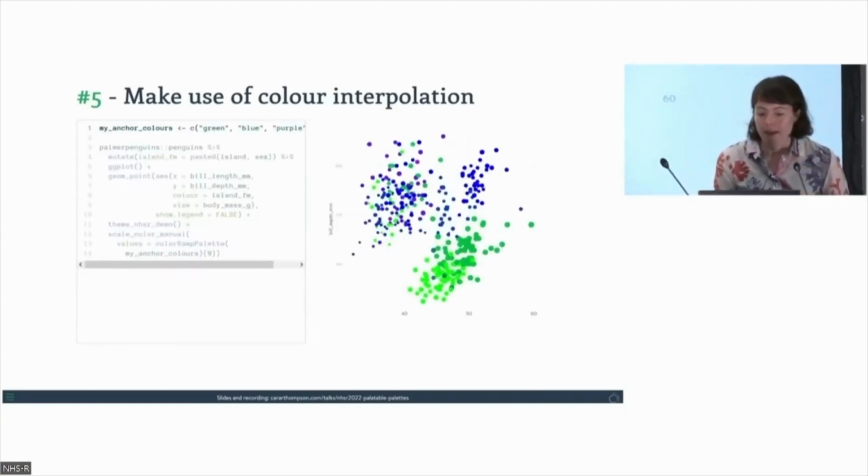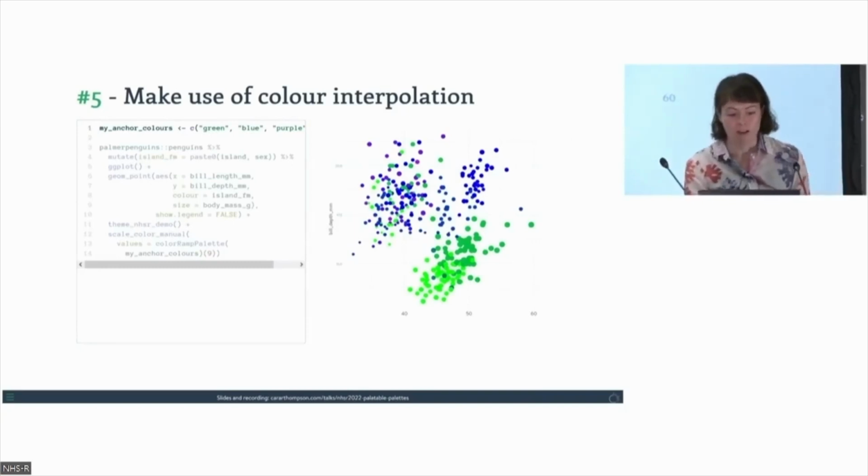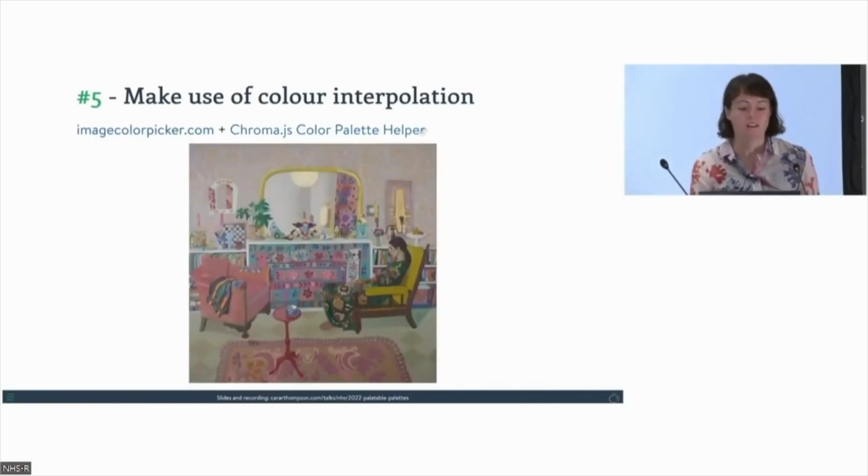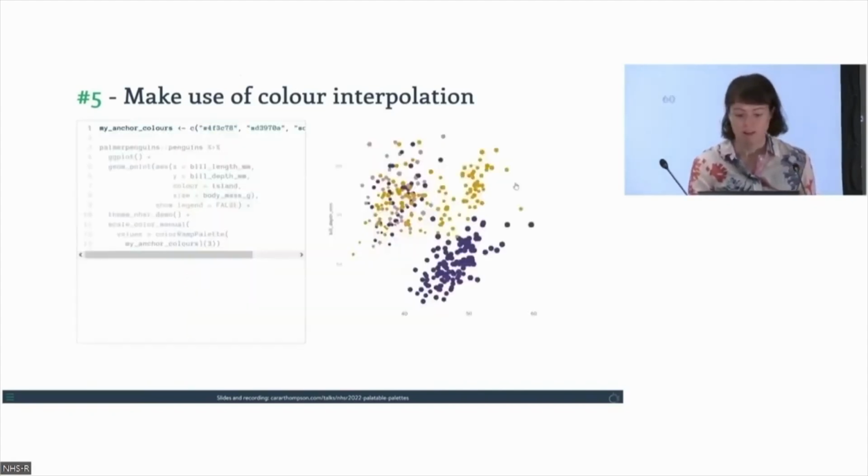So here we have our plot, and we know that we need 9 colors because I've modified the data, and we've just given it green, blue, and purple at the top to see how we get on with that. Let's try and improve on that. Going back to this image, I've used image color picker, and then I used this palette checker here to pick out some colors from this, and we feed that in to our anchor colors. I fed in a kind of mustard yellow, a pink, and a purple, and we end up with this.